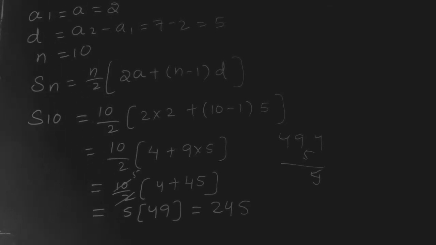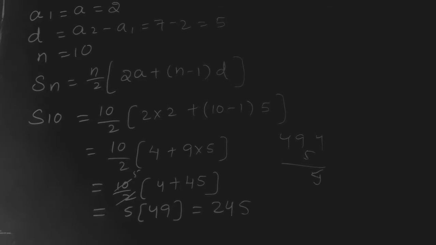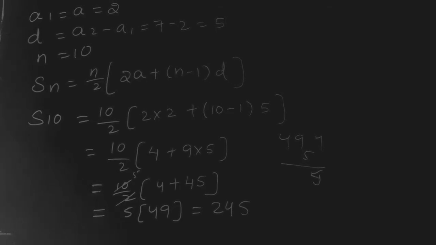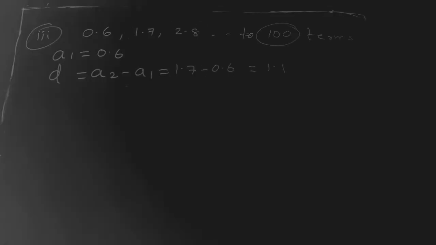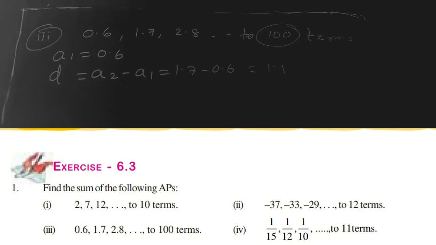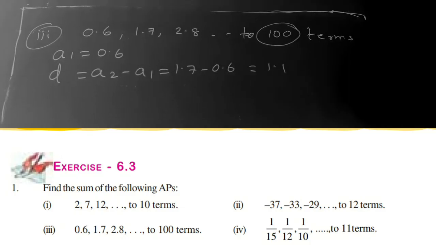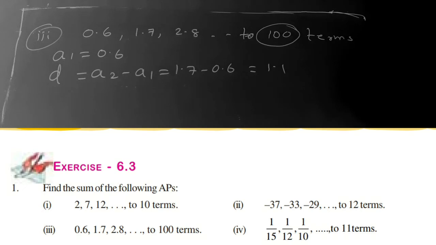So now we will see another question. I am saying question number 3. In this bit there are 4 questions in total. I am doing 2 questions, the remaining 2 questions are for your homework. Here is question number 3. 0.6, 1.7, 2.8 up to 100 terms. Find the sum up to 100 terms.